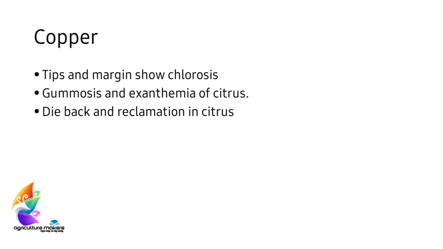Coming to the next, it is copper. The deficiency of copper leads to tip and marginal chlorosis, and in particular, symptoms like gummosis, exanthema, dieback and reclamation disease are due to deficiency of copper in citrus.